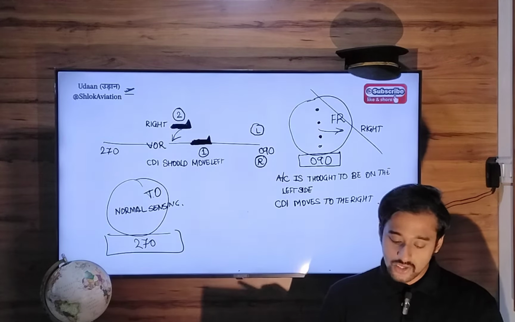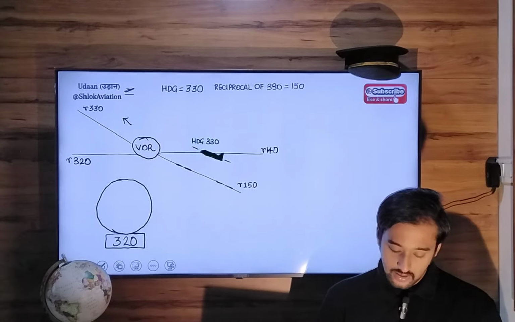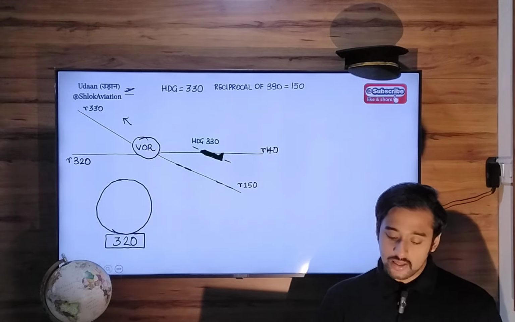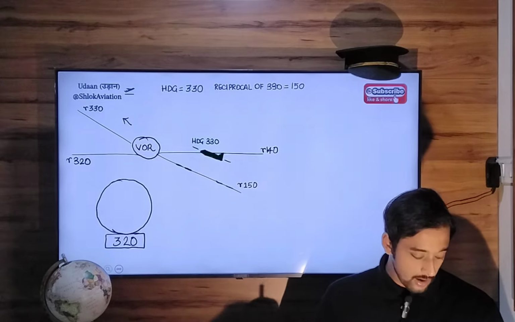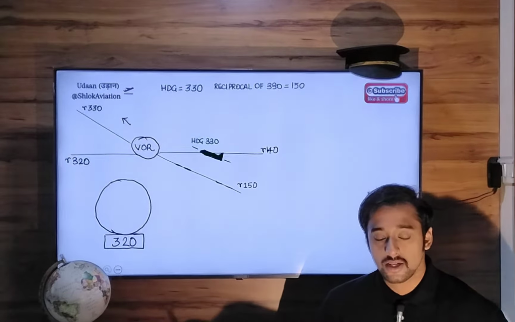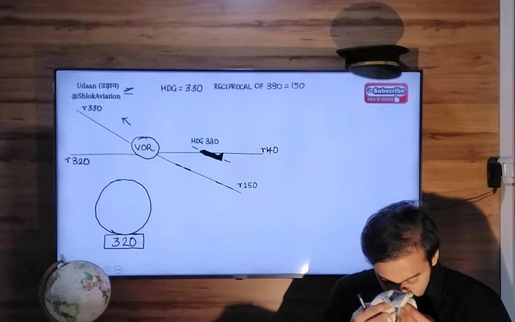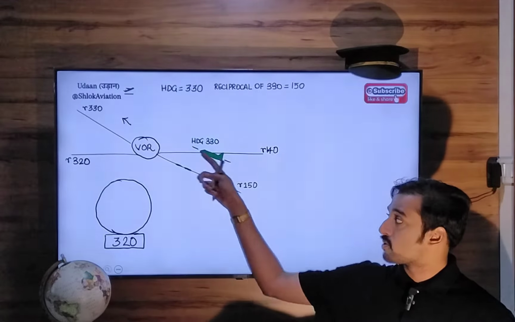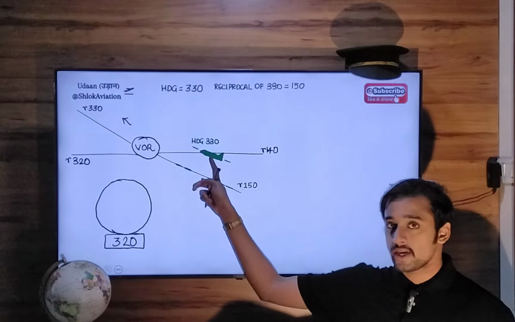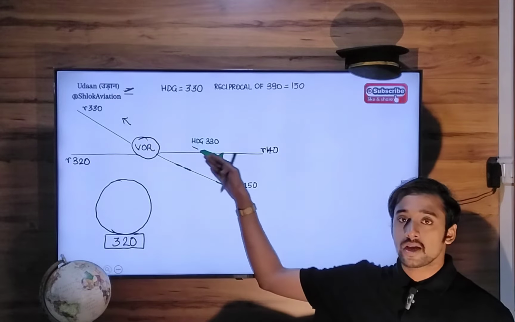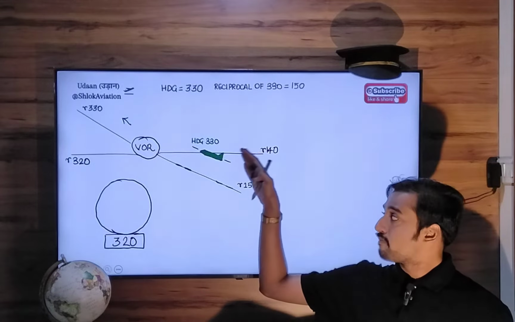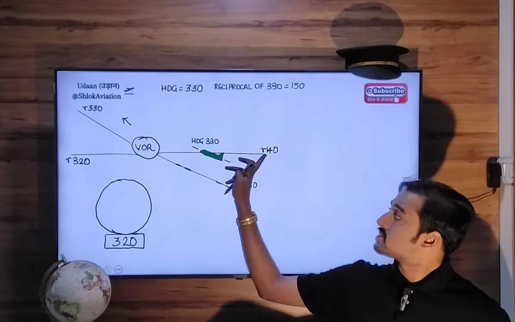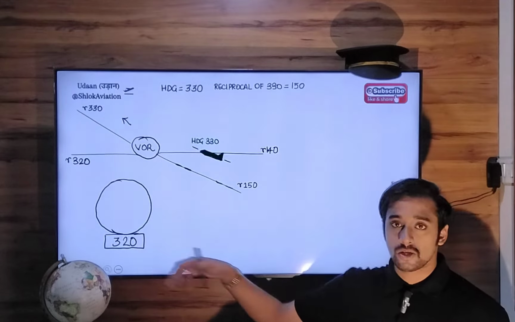Okay, so now let's come back to the question. We are on radial 140. The correct procedure if we are flying inbound towards the VOR station is to put the opposite of radial 140. Radial 140 is where we are situated, and it is intended to take us outbound from the VOR. But the question states explicitly that we are flying towards the VOR. So the opposite of 140, which is 320, should be put.